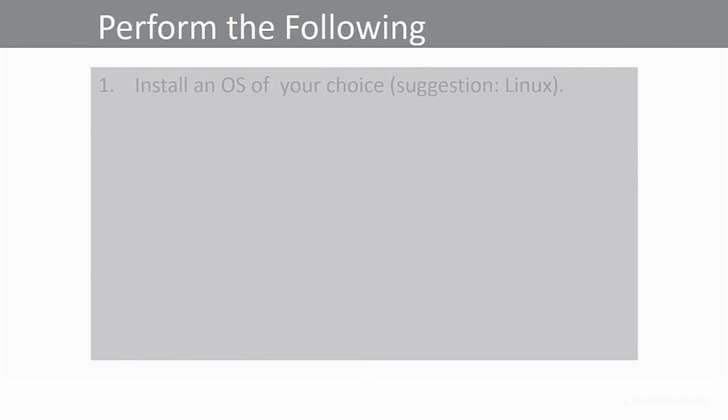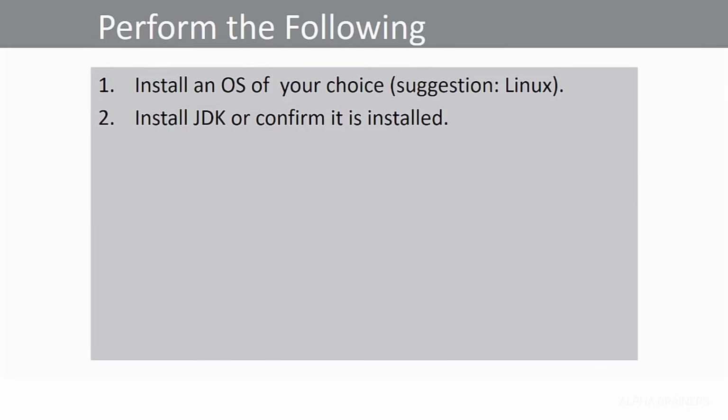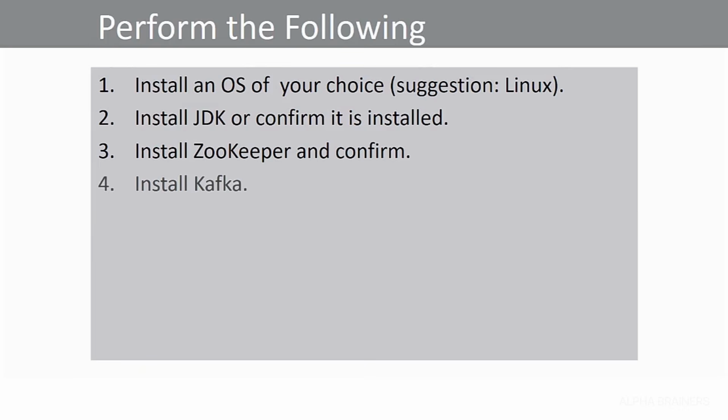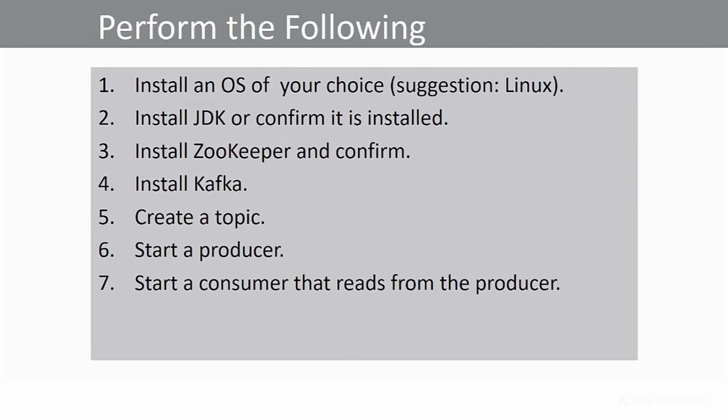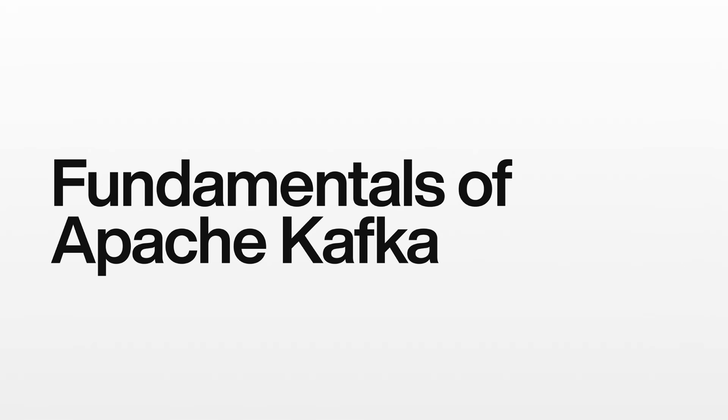So the first thing you want to do is install an operating system of your choice. I do suggest Linux, but if you want to try to make this work on a Unix-based platform or Microsoft Windows, feel free to go ahead and try that as well. Also install JDK or confirm that it's installed. Make sure you install Zookeeper and confirm that it's installed as well. And then install Kafka. I recommend 2.11. After you install Kafka, create a topic. After you start up, of course, the broker and the Zookeeper servers, and then start a producer. And then test out that the consumer can read from the producer.